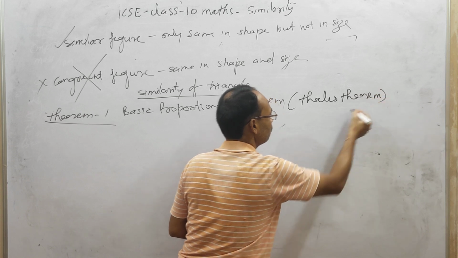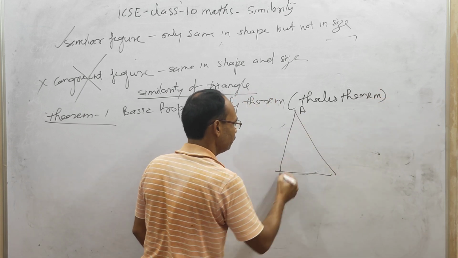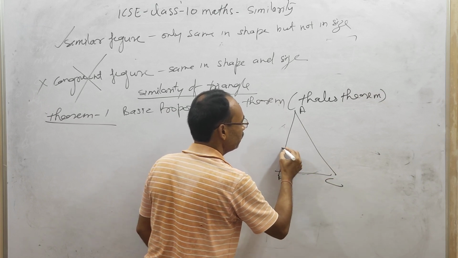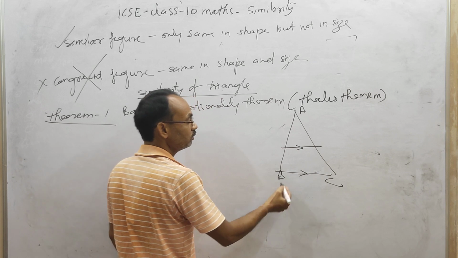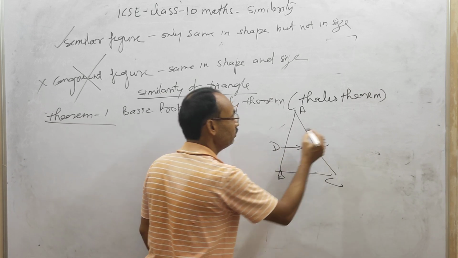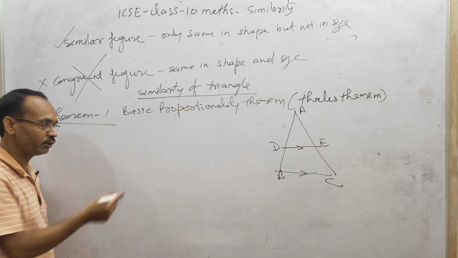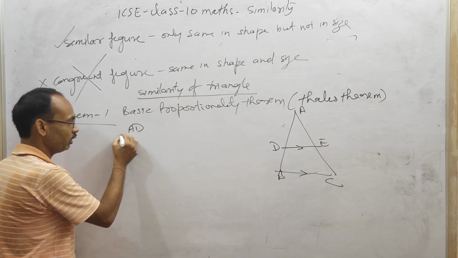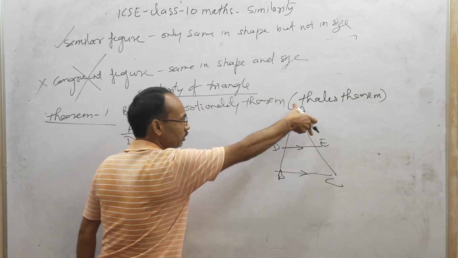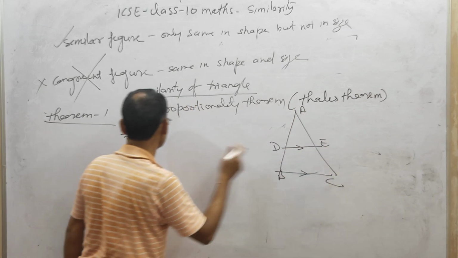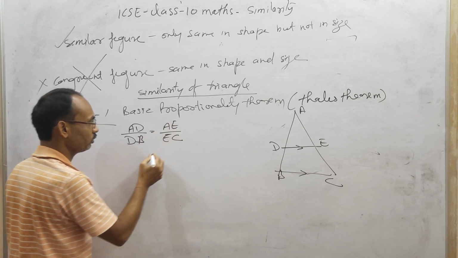Suppose that this is the triangle ABC and a line is drawn parallel to any side, meeting the other sides at points D and E. Then AD upon DB is equal to AE upon EC. This is the Thales theorem.